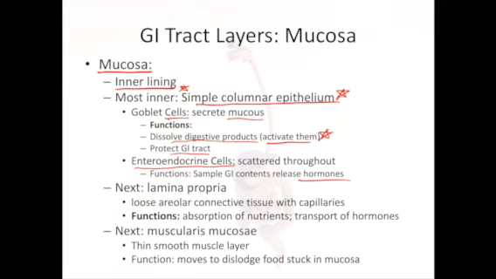Next, we have the lamina propria, which is still part of the mucosa. So we have the mucosa, the simple columnar epithelium first. Next, the lamina propria. This is connective tissue with capillaries. These are the capillaries that absorb the nutrients and transport hormones. Next, we have the muscularis mucosa. This is a thin, smooth muscle layer that isn't the stuff that does peristalsis and segmentation, but it is the muscle that moves a little bit to help us dislodge food stuck in that little inner layer.